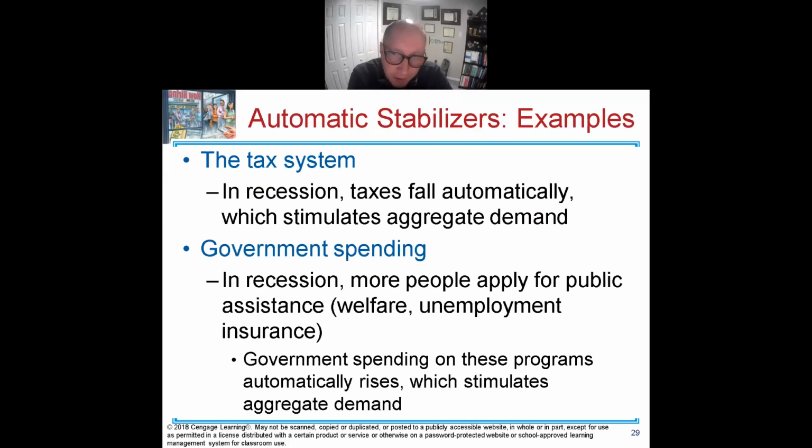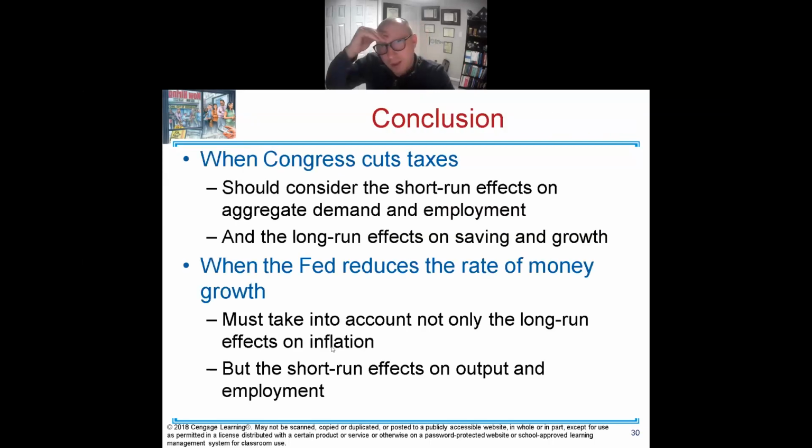When taxes go down, it stimulates the economy. When taxes go up, it does the opposite. In recessions, typically the government tries to temporarily reduce taxes, which will help to stimulate the economy. If Congress cuts taxes, hopefully it'll stimulate the economy and reduce the possibility of unemployment, etc. And it usually has an impact on savings and growth in the long term. If the Federal Reserve reduces the rate of money growth, it will affect inflation, we think.